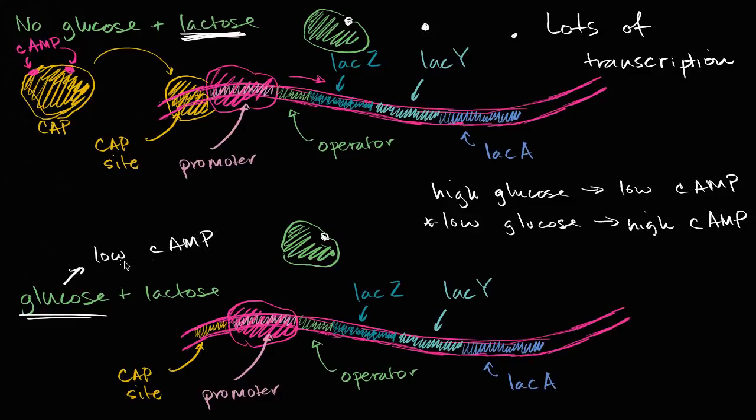And since you have low or no cyclic AMP around, well, that cyclic AMP isn't going to be able to bind to the catabolite activator protein. And so the catabolite activator protein isn't going to be able to act as an activator. I know I'm using a lot of words multiple times. And so it's not going to bind to the activator site right here, to the cap site. And so you're going to have less transcription.